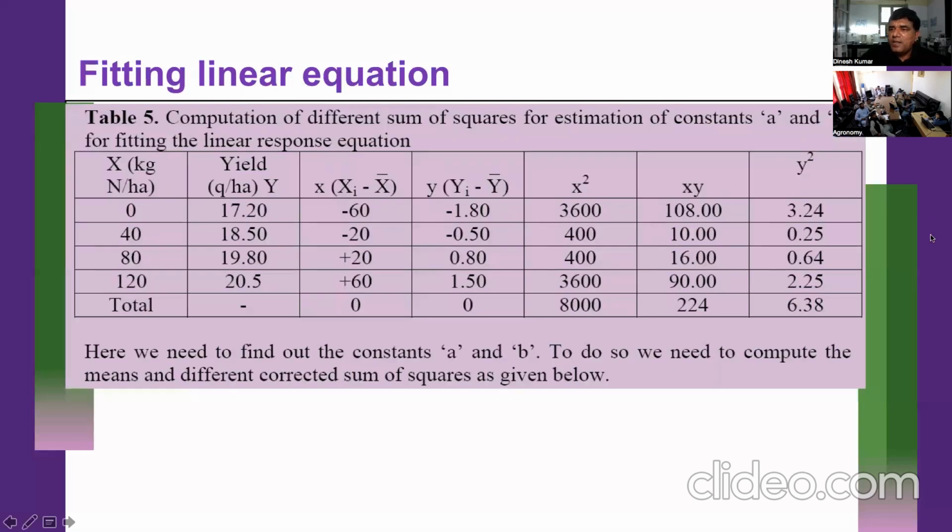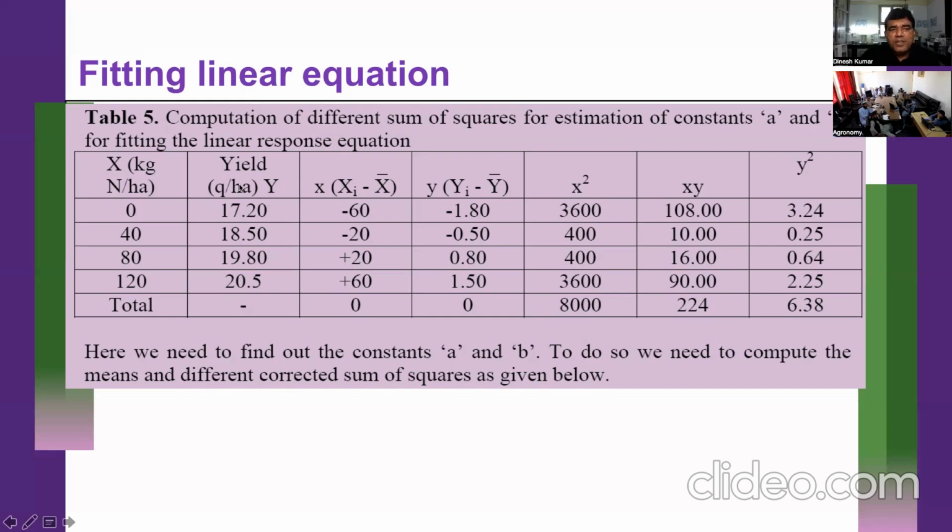Now I have put this data in the table. You can see carefully. Computation means calculation of different sums of squares for estimation of constants A and B. You want to calculate A and B for fitting the linear response equation or linear curve. Then on the x-axis, you have nitrogen doses. This is the independent variable: 0, 40, 80, 120, and total. Then yield in quintals per hectare. It does not matter whatever unit you have, only the numerical values are important.